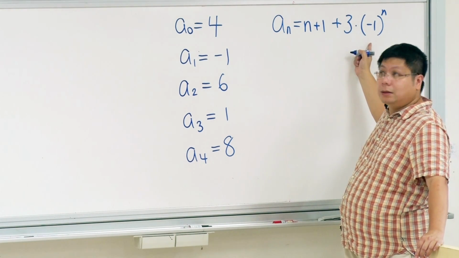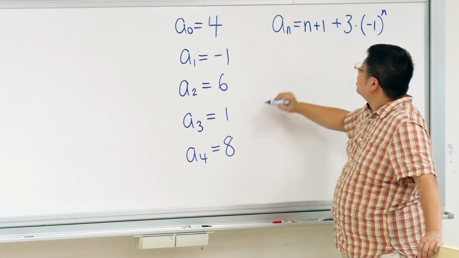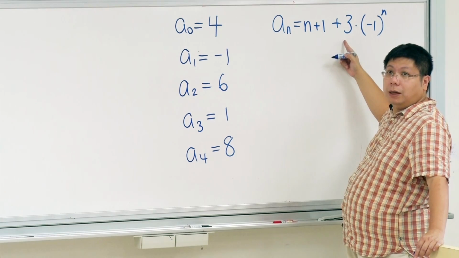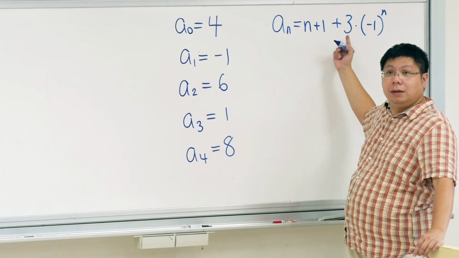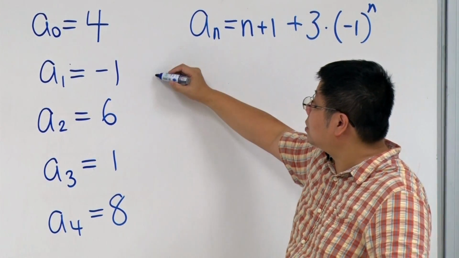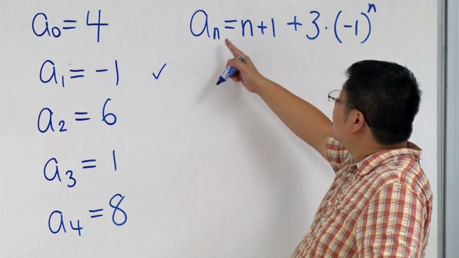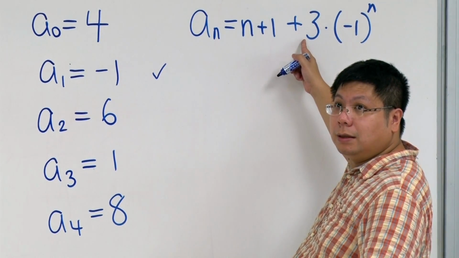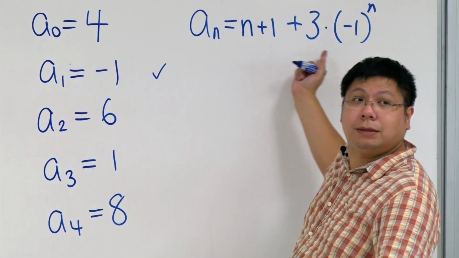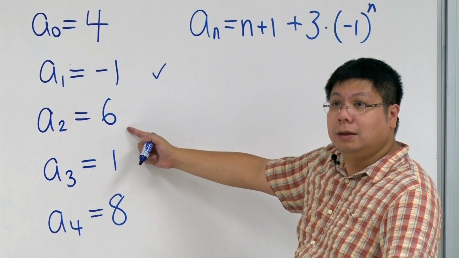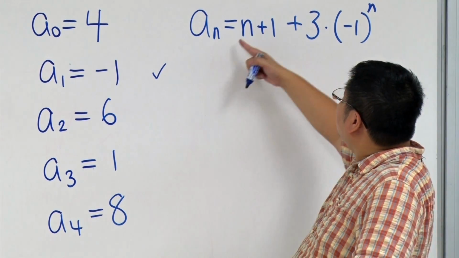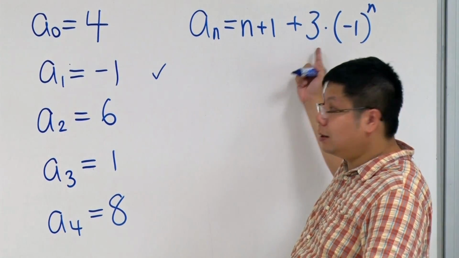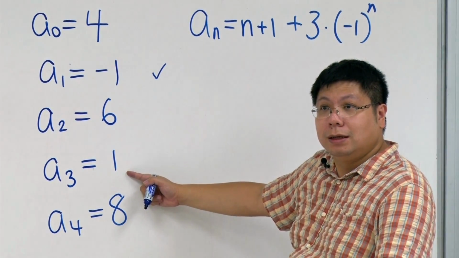So it works. So this is equal to 1 plus 3. So when n is equal to 1, then it is going to be 2 plus 3 times minus 1, 2 minus 1. So it is minus 1, so it works. Is that okay? When n is equal to 2, this is going to be 3 plus 3, which is equal to 6. It works. When n is equal to 3, then it is going to be 4 minus 3. So it is going to be 1. Is that okay?